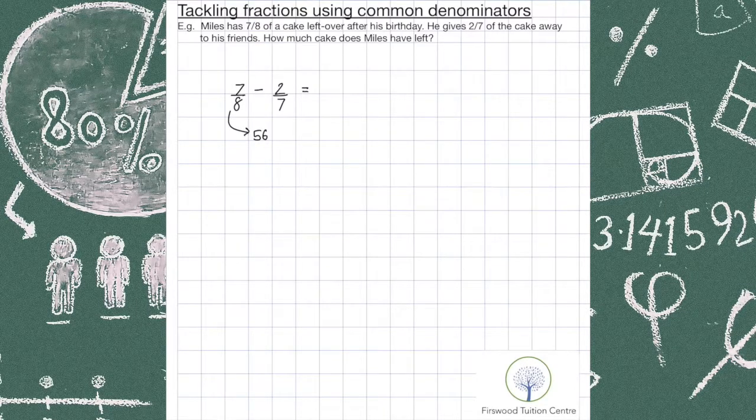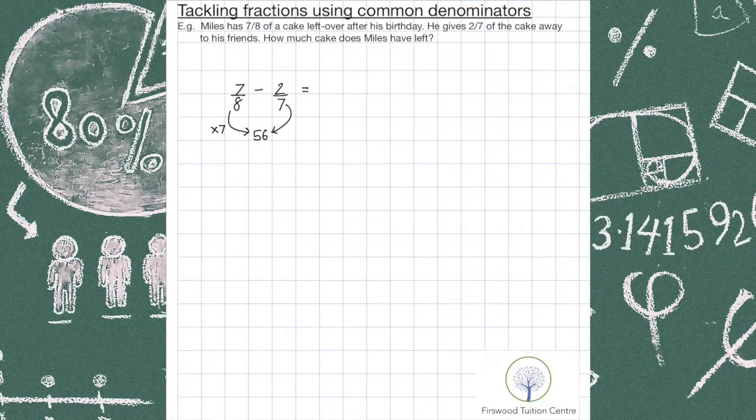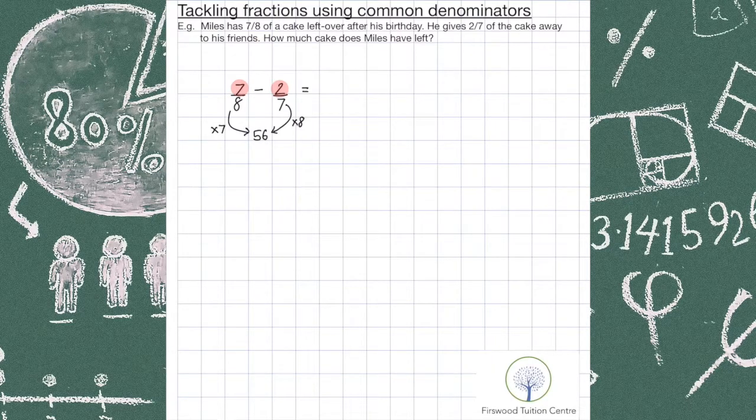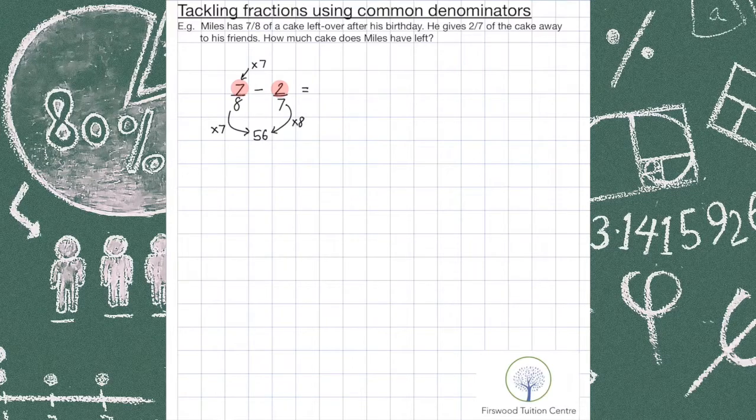And we must now think, what do we do to get from 8 to 56? And what do we do to 7 to get to 56? To get from 8 to 56, we must have multiplied 8 by 7. And to get from 7 to 56, we must have multiplied 7 by 8. So, we must now take charge of our numerators and see what we must do to them. As we multiplied 8 by 7, we must also multiply 7 by 7 at the top here. And in the other numerator too, as we multiplied 7 by 8 on the bottom, we must multiply 2 by 8 as well on the top.